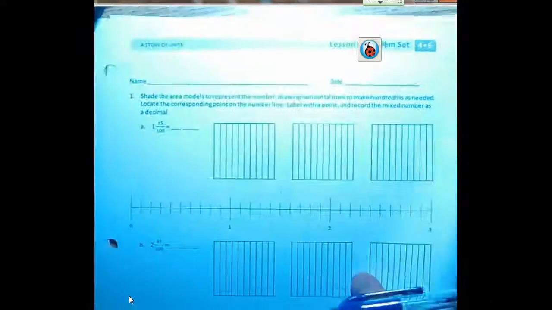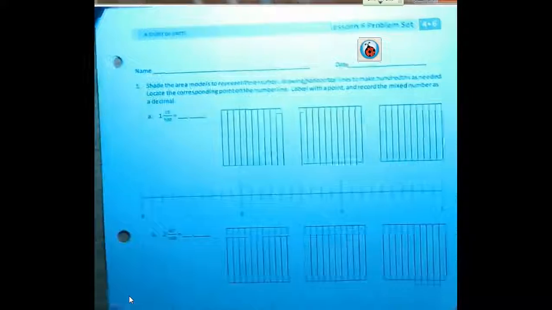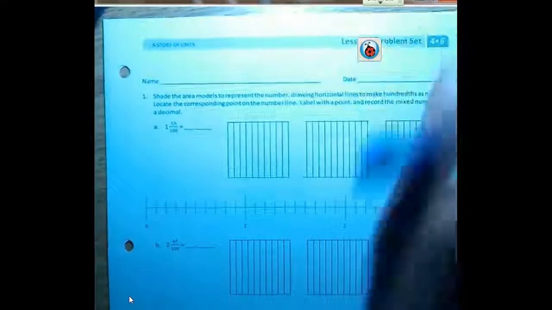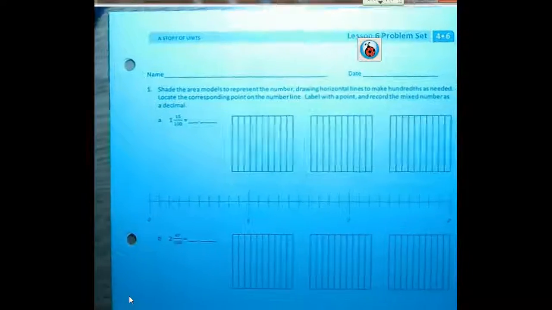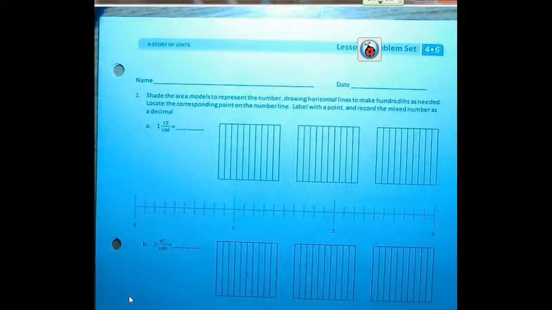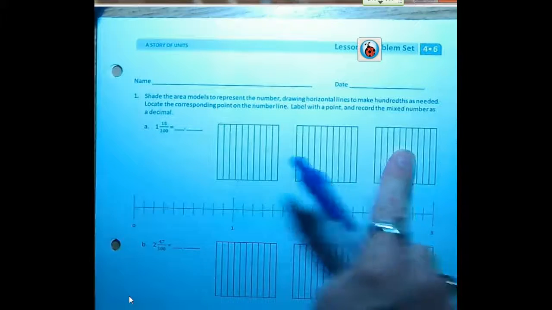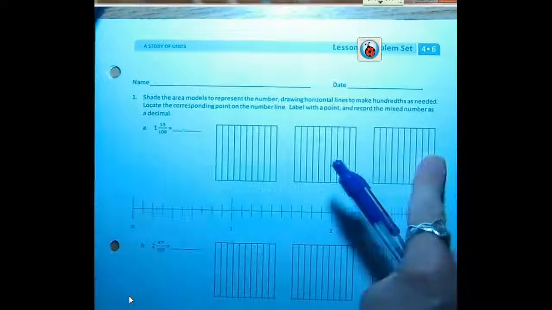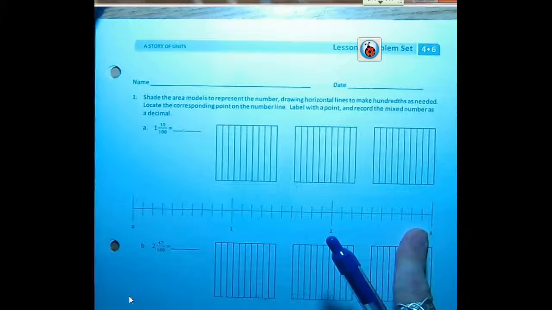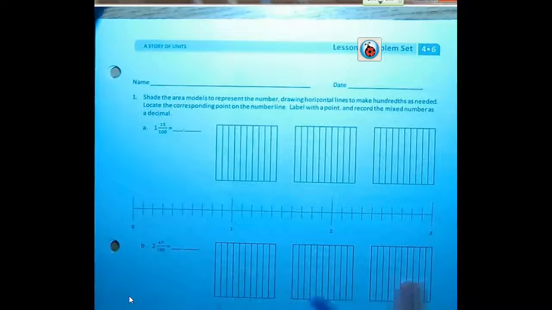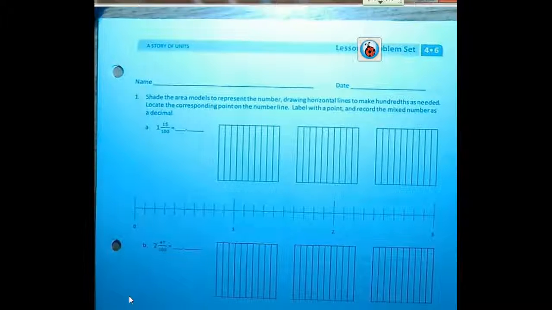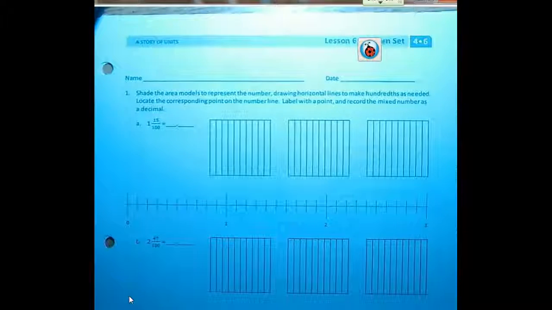Alright, you could probably do some of these problem sets on your own. So go ahead and pause the video. Do these problem sets on your own. 1A and B. You're gonna make 1 and 15 hundredths here, and then you're gonna make it on a number line. You're gonna make 2 and 47 hundredths here, and then show it on the number line. Okay. Then you can come back and you can check your work with me.